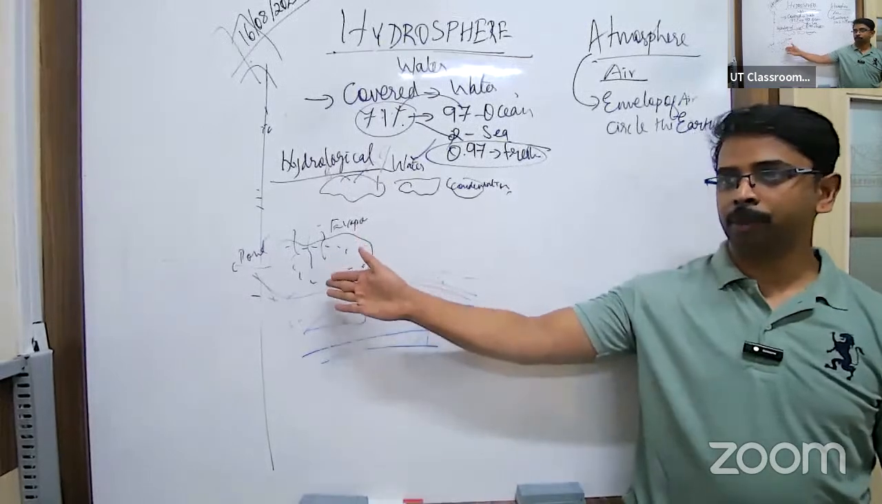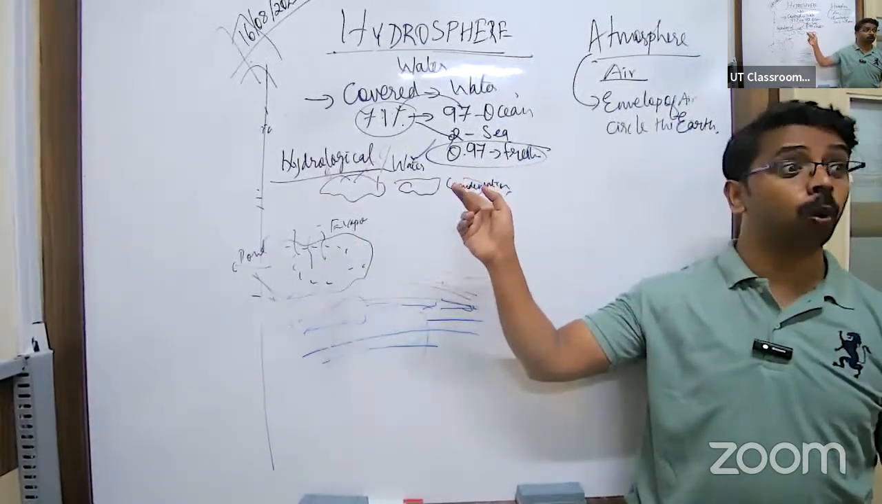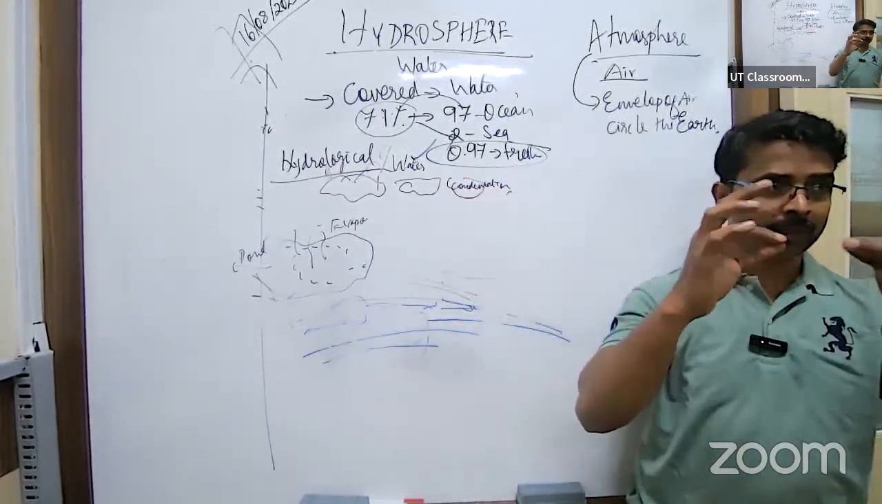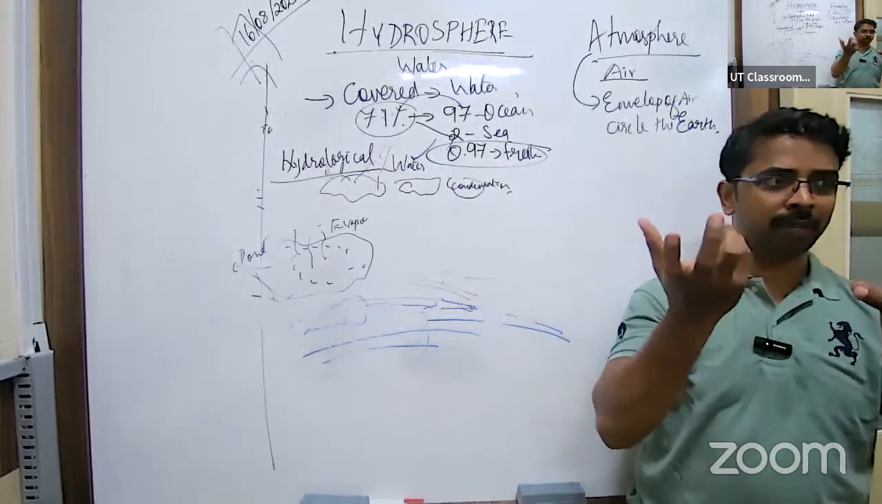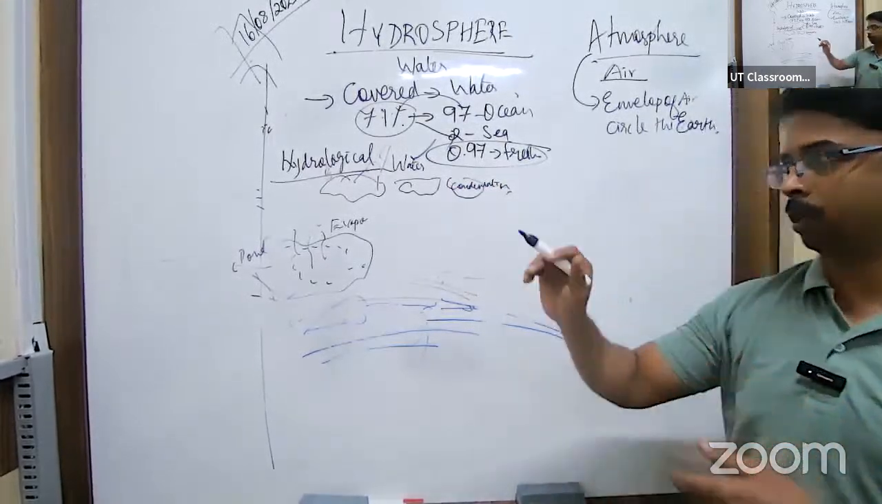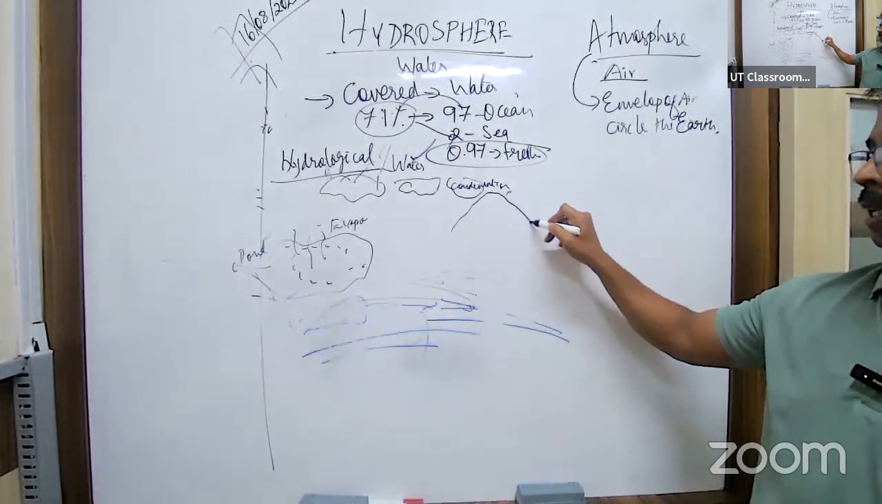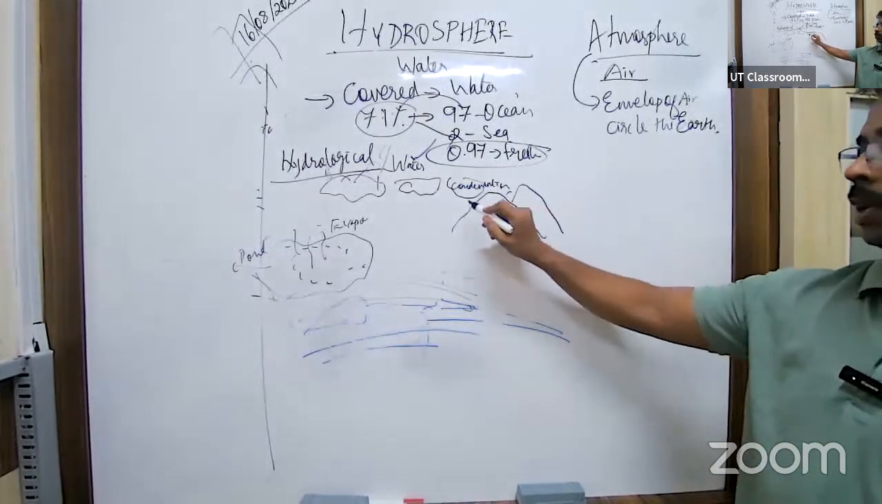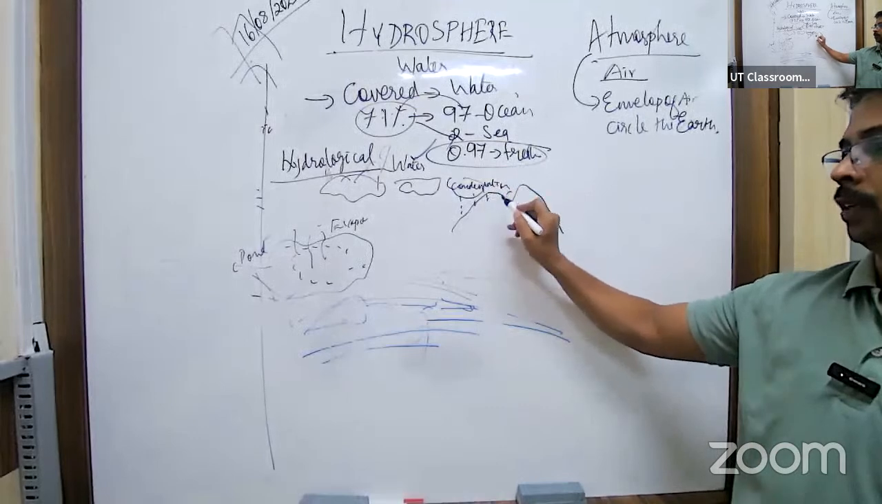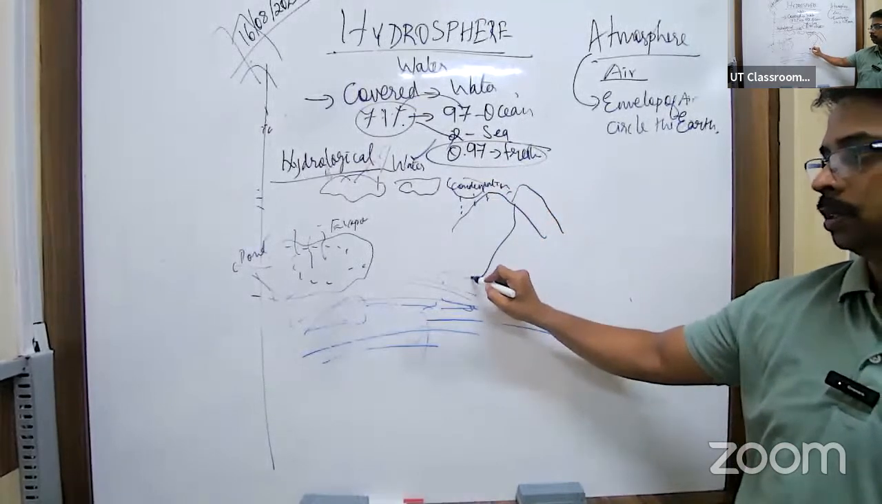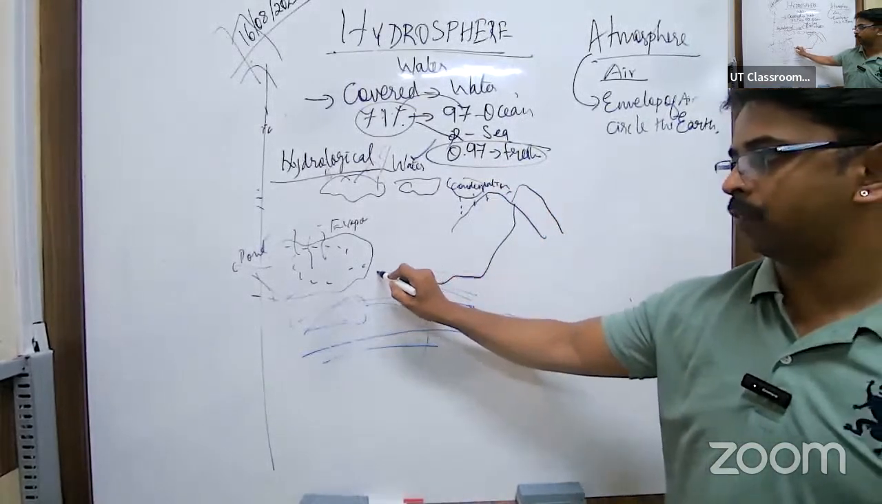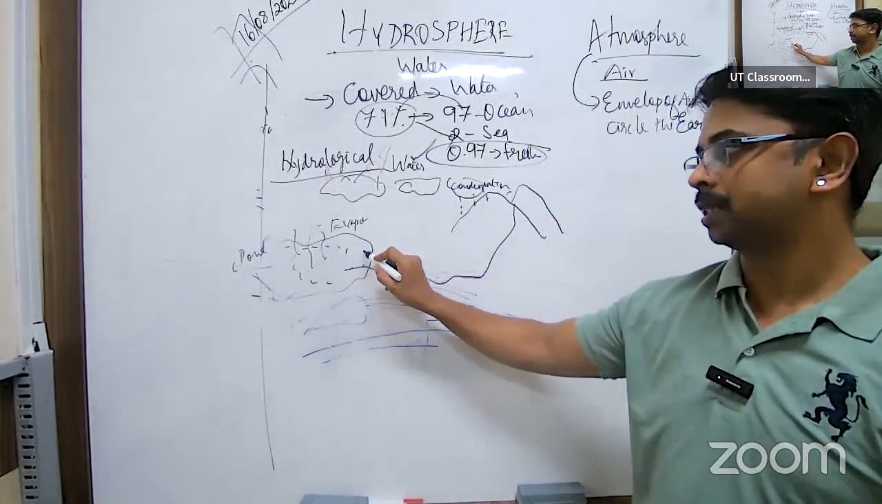When the water vapor molecules get converted into water, each molecule will stick with one another. When it becomes heavier, they cannot stay lifted in the air. Then it could fall on peaks, correct? Or mountains. Now what is falling? Rainfall. And it slopes down, forms a river, and again goes and joins the water.